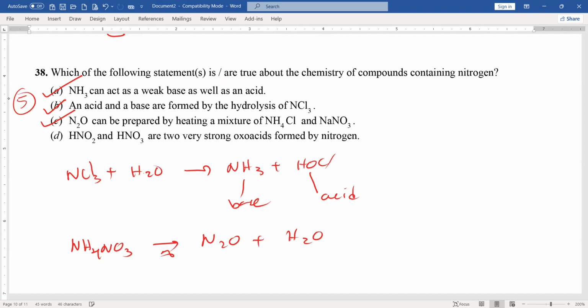HNO2 and HNO3 are two very strong oxo acids formed by nitrogen? No. This is very strong, but this is not a strong acid, it's a weak acid. Therefore, the answer is anyway 5.